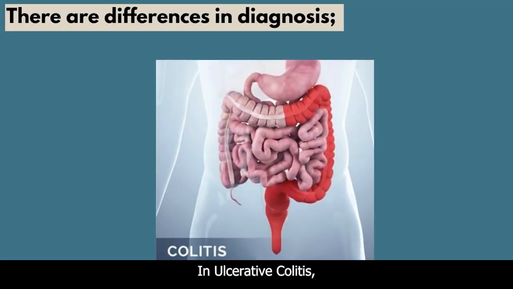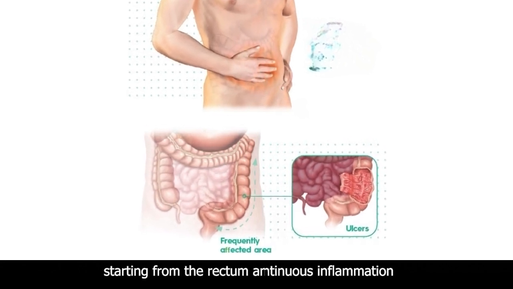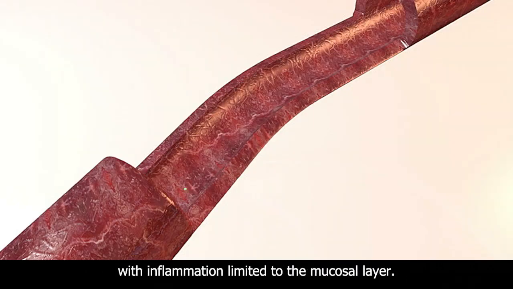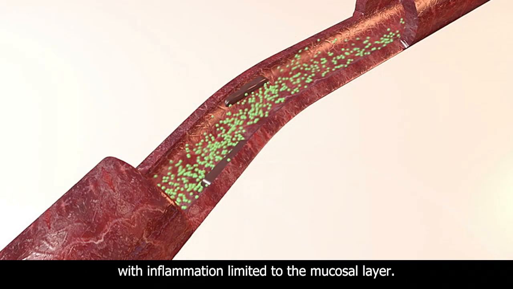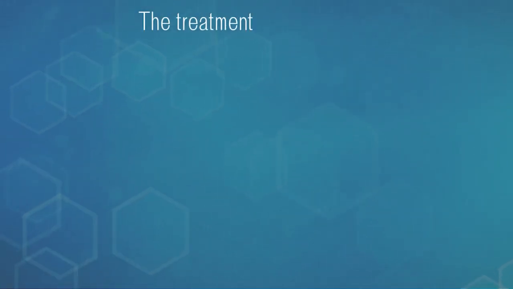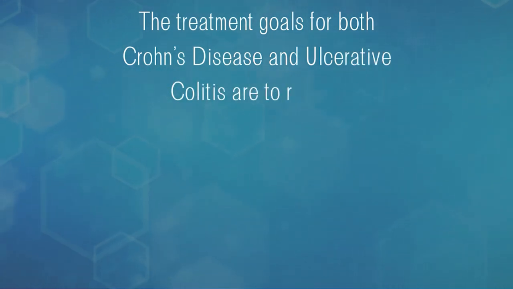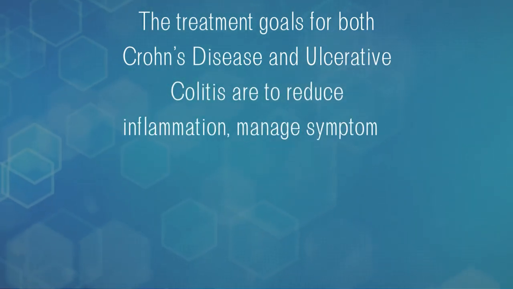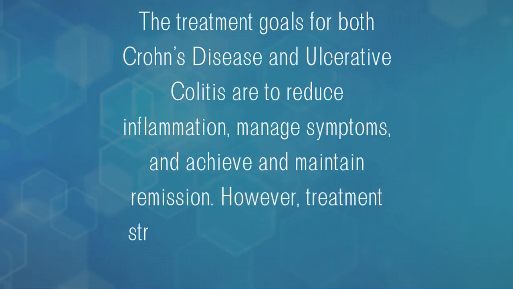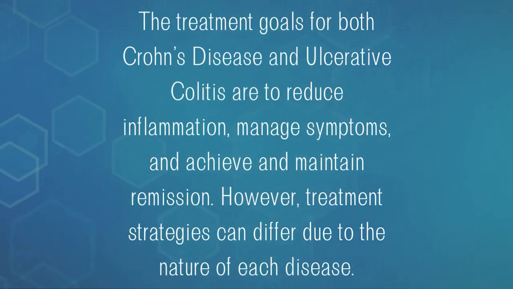In ulcerative colitis, diagnosis is based on continuous inflammation starting from the rectum and extending proximally, with inflammation limited to the mucosal layer. How do you treat Crohn's and UC? The treatment goals for both Crohn's disease and ulcerative colitis are to reduce inflammation, manage symptoms, and achieve and maintain remission. However, treatment strategies can differ due to the nature of each disease.